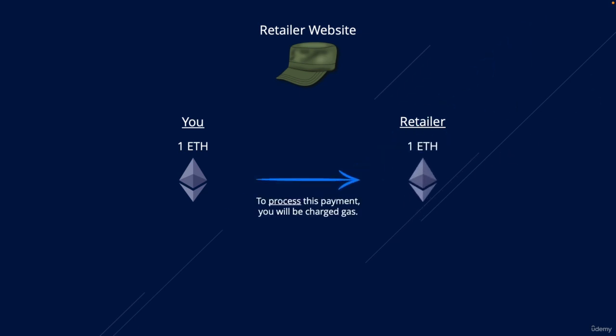To understand exactly what this means, let's go ahead and look at another animation. Let's imagine you go onto your favorite retailer's website and you see this amazing green hat, you absolutely love it and you want to buy it for your partner. And after checking the price, you find out that this hat costs 1 ETH, 1 Ethereum. So you take out your card, you swipe it on the machine, and then you send that 1 ETH to the retailer. To process this payment, you will be charged a gas fee.